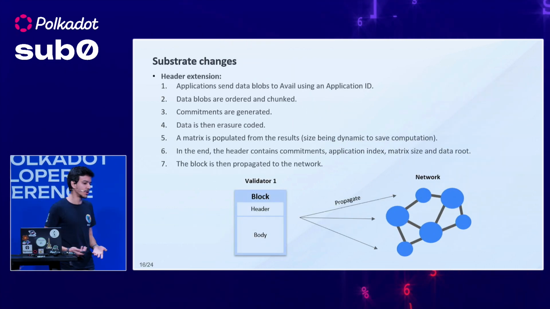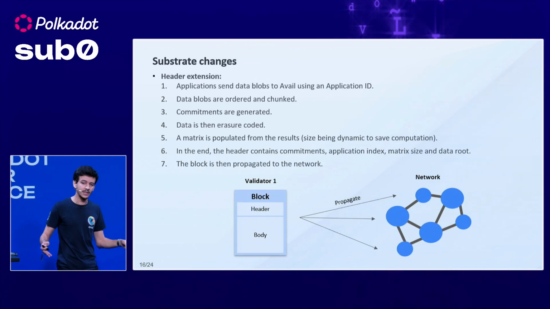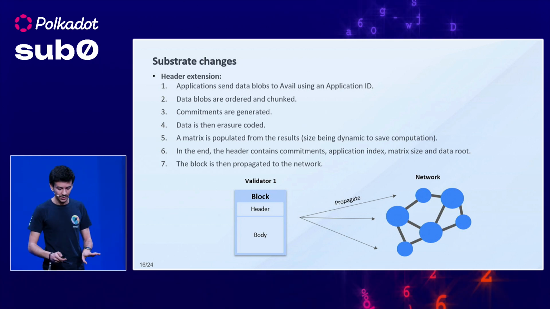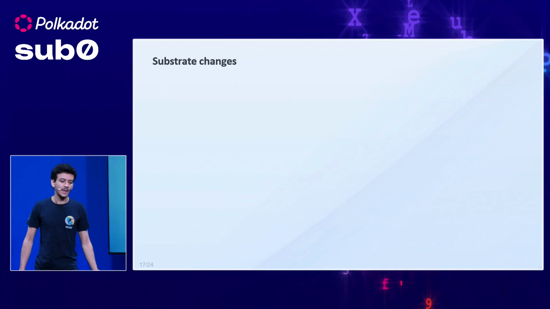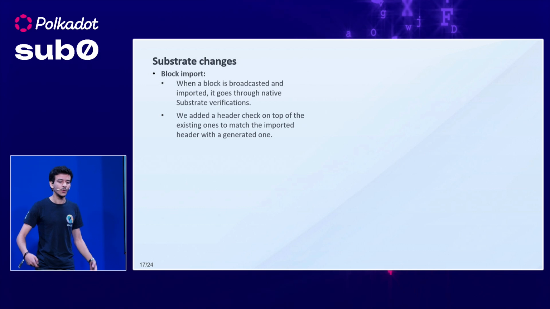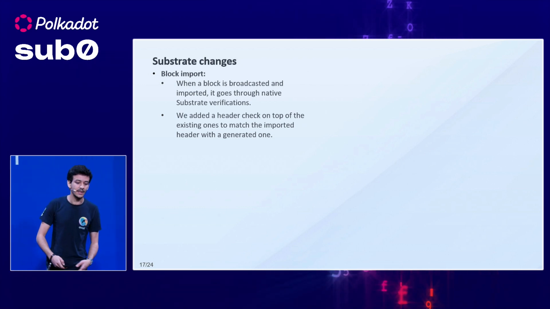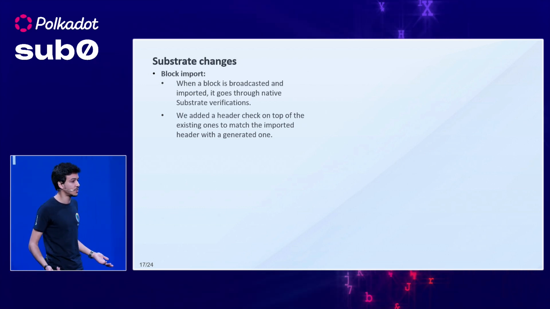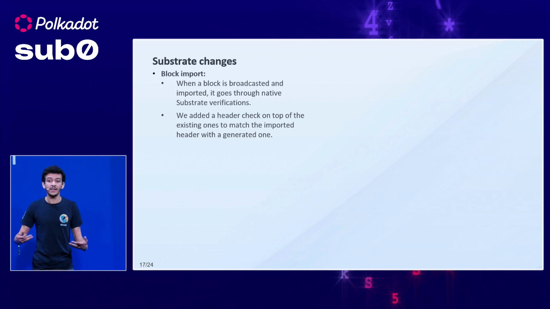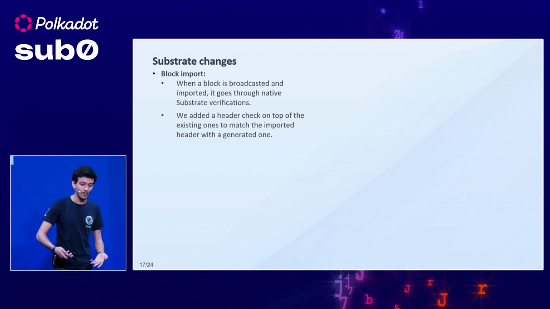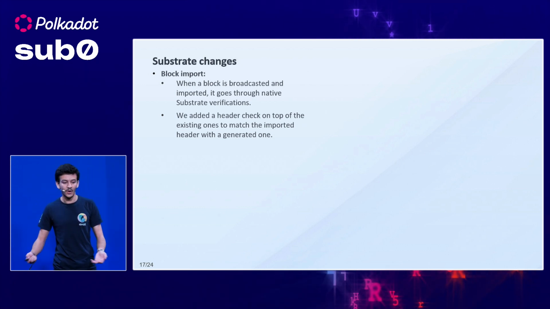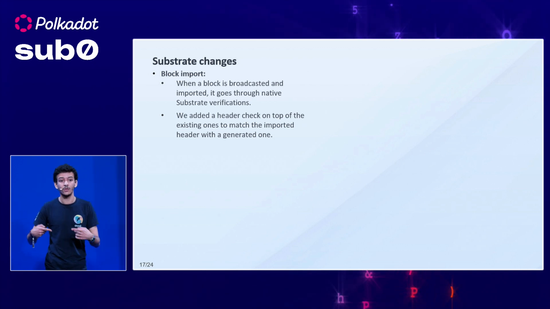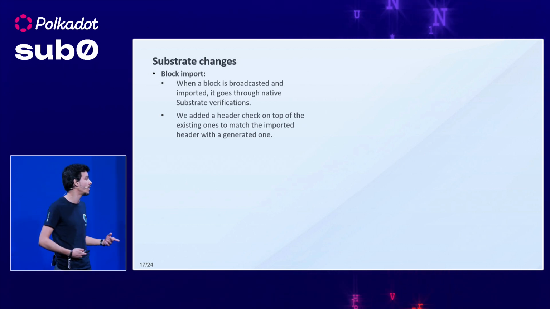Now, after that, the block is going to get propagated to the network as any Substrate chain. But we still have some additional process here. So how does it work? Because we have this extended header, when a block in general is broadcasted and imported, it goes through some native Substrate verification, of course. We actually added a header check on top of the existing ones to match the imported header with the generated one, which means that all the validators will do some work, of course.